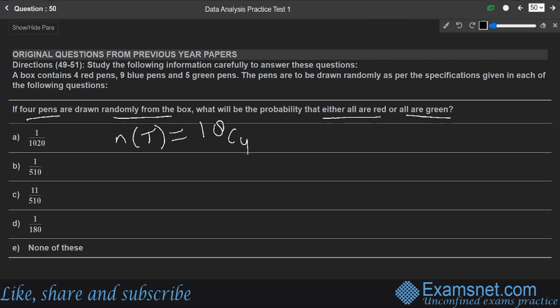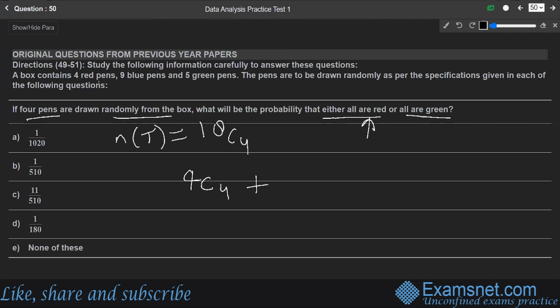Okay. Now the favorable outcomes. For that, we need to find out the number of favorable cases. He's asking either all red or all green. So for all red, how many red are there? There are 4 red pens. Out of 4, we have to pick 4. So it is going to be 4C4 for red, plus.